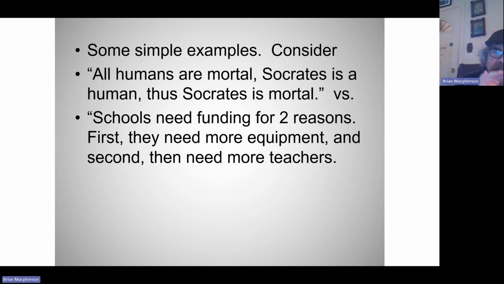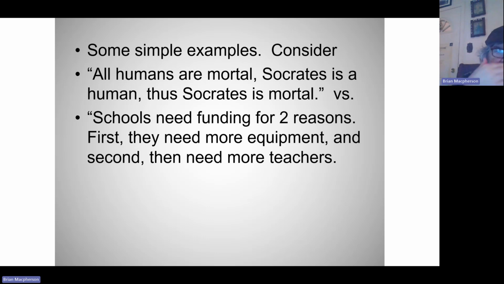Okay, so frankly, for the first argument, you need both premises to support the conclusion because it's part of a predicate instantiation argument, right? All A's are B's, X is an A, X is a B. So you need both premises, right?